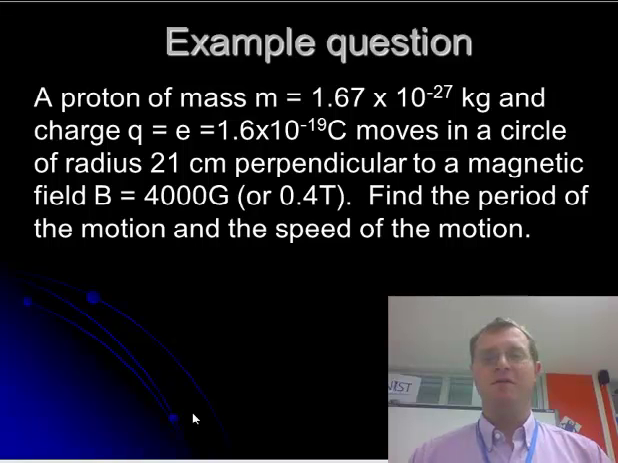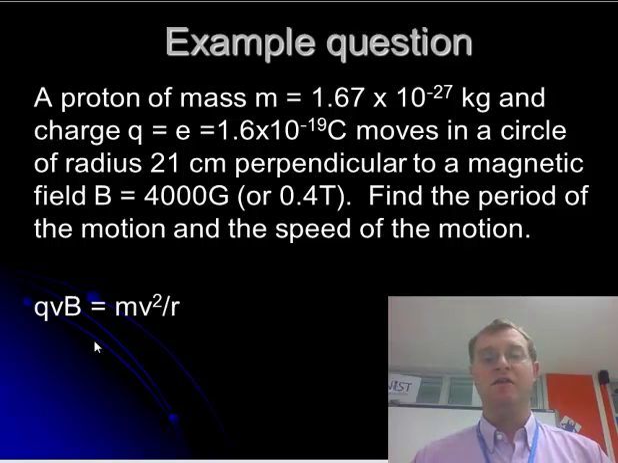A proton of mass 1.6 times 10 to the minus 27 kilograms and a charge of 1.6 times 10 to the minus 19 coulombs moves in a circular radius of 21 centimeters perpendicular to a magnetic field of 4,000 gauss, or 0.4 tesla, which is the important bit. Find the period of the motion and the speed of the motion. Okay. So these two things are intertwined, both the period and the speed.